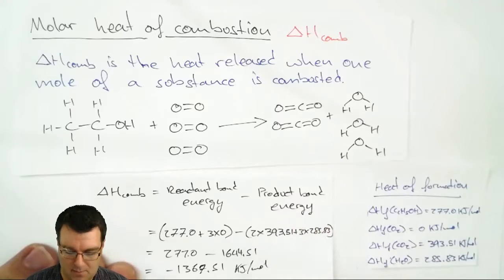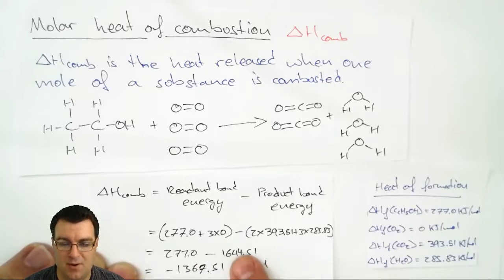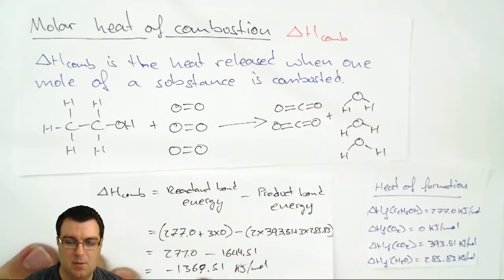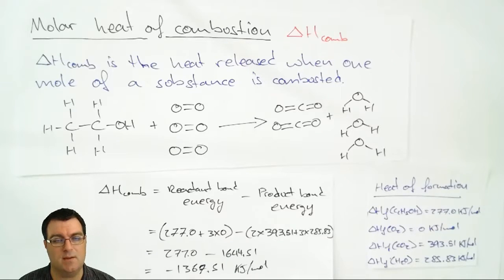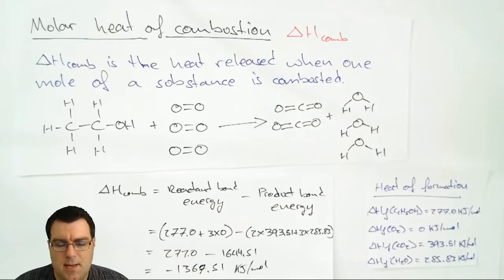And so we do some quick maths, just tallying up these values here. We end up with the reactants having a bond energy of 277 kilojoules, and we'll subtract that from the rather large amount of bond energy in the products, which is 1644.51, and we'll end up with 1367.51 kilojoules per mole. That looks familiar. That's the same number as what we quoted for the molar heat of combustion. And that's how we can get to that number theoretically. But we're not going to do that in class.